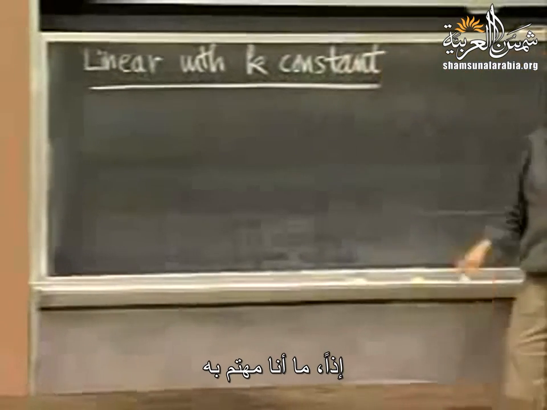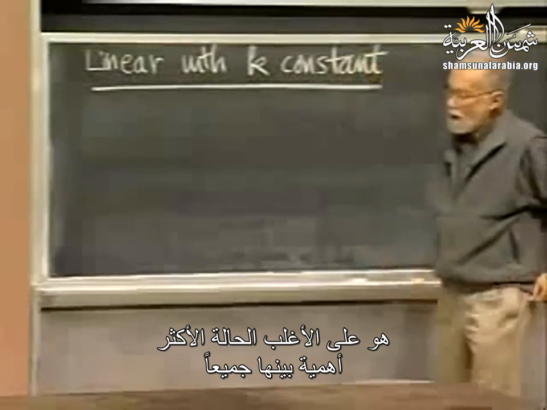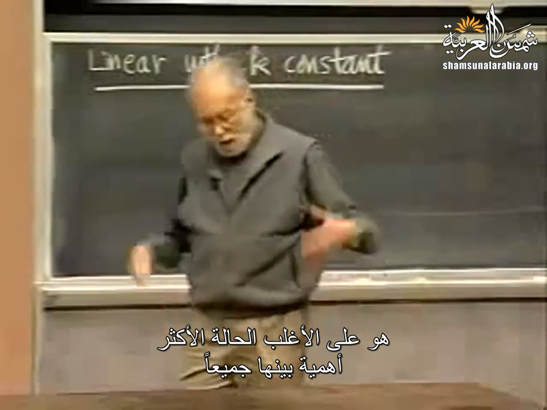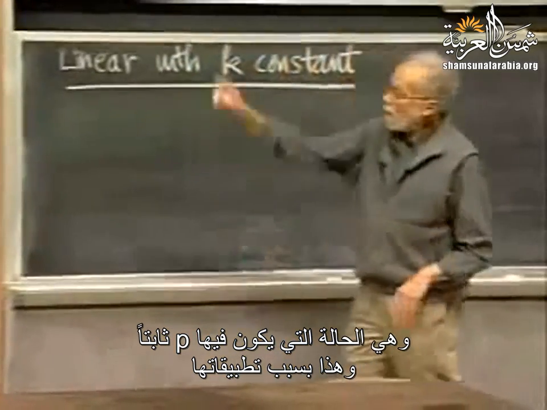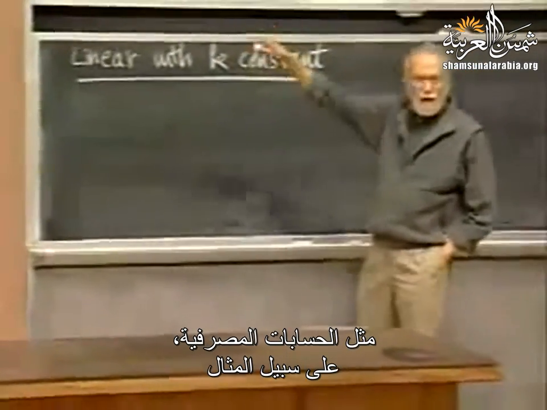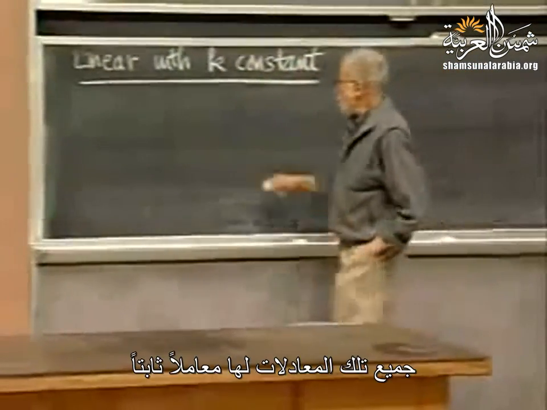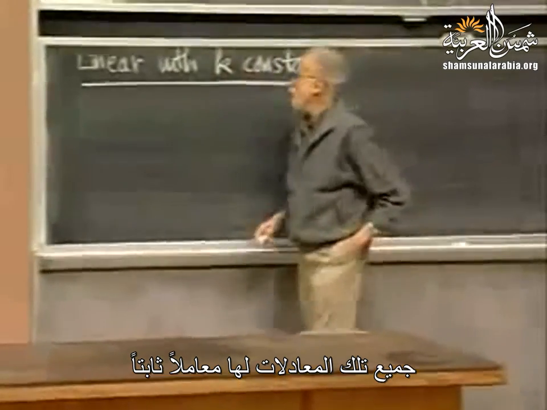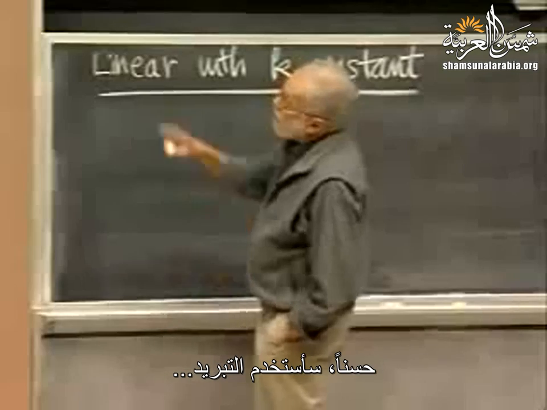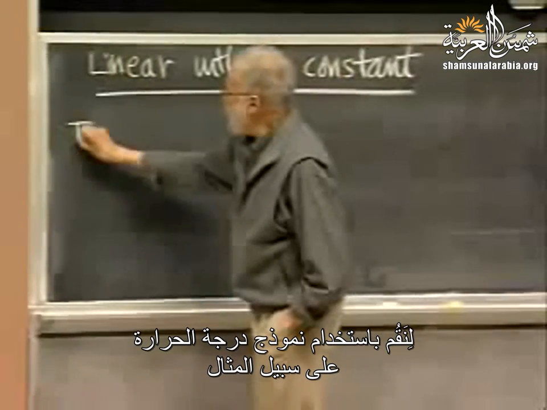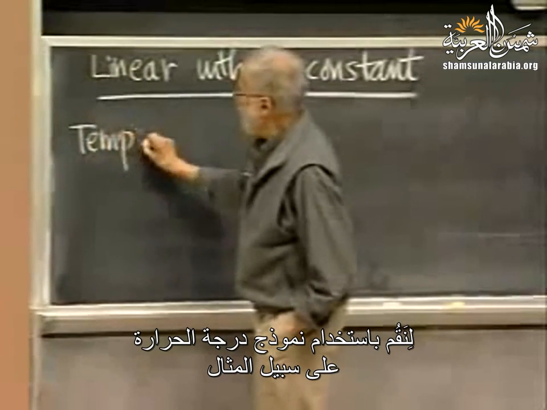So what I'm interested in is, of them all, probably the most important case is the one where p is a constant, because of its application to that, and many of the others, the bank account, for example. All of those would use a constant coefficient. So how is the thing going to look? Well, I'll use the cooling. Let's use the temperature model, for example.